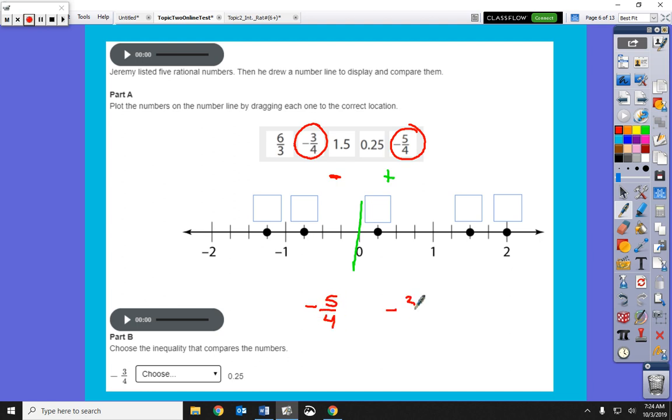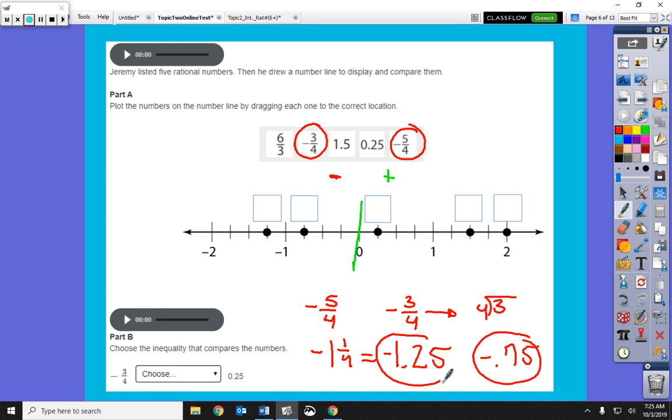I have -3 fourths. I could also write this as -1 and 1/4, which is the same as -1 and 25 hundredths. This is -3/4. To convert -3/4 to a decimal, I would just go 3 divided by 4. That gives me -75 hundredths.